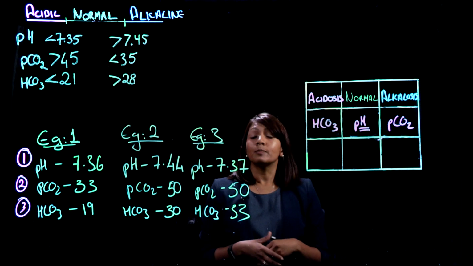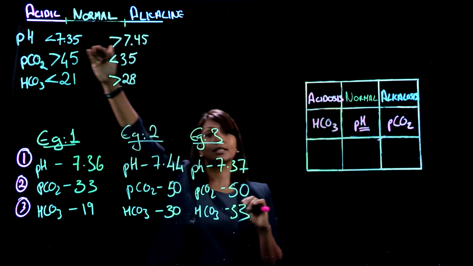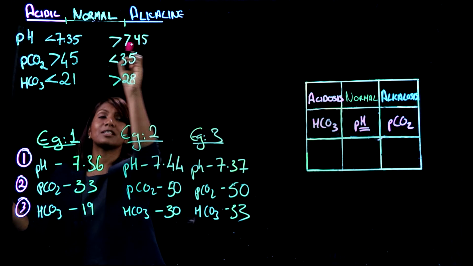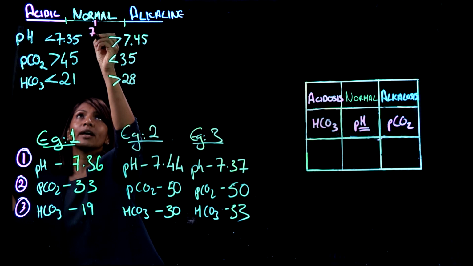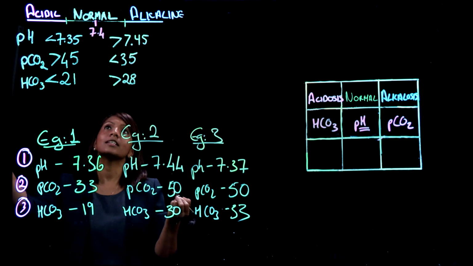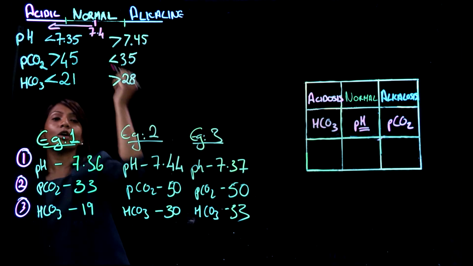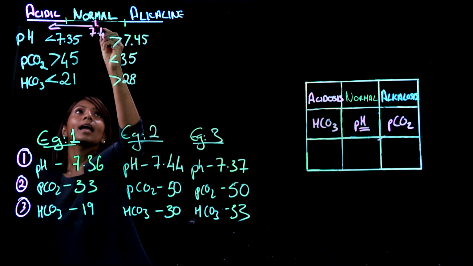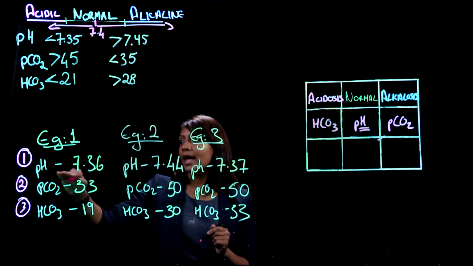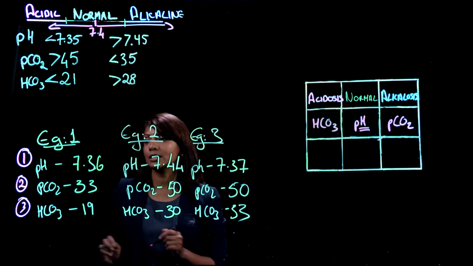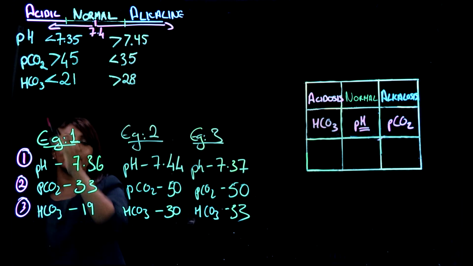But for studying or learning purposes, we're just going to look at the pH, and we're going to look at this spectrum here. So 7.35 to 7.45 is normal. What is the center of that is 7.4. 7.4 is that median. Anything less than 7.4 would be acidic. Anything greater than 7.4 is alkaline. So in this situation, this client's pH was 7.36. 7.36 is less than 7.4, therefore it is more acidic.